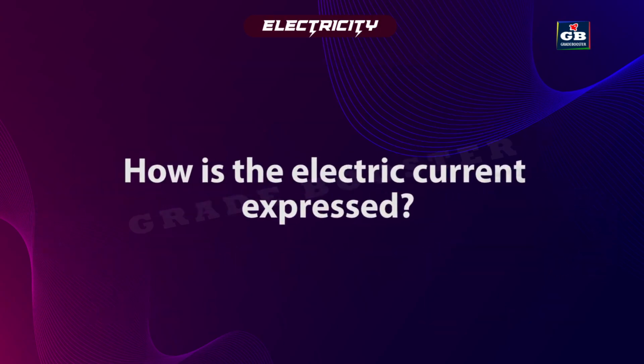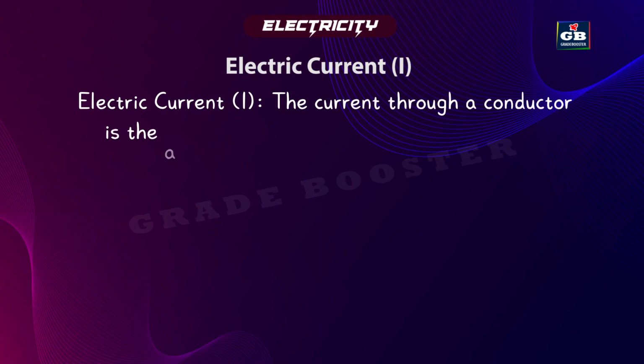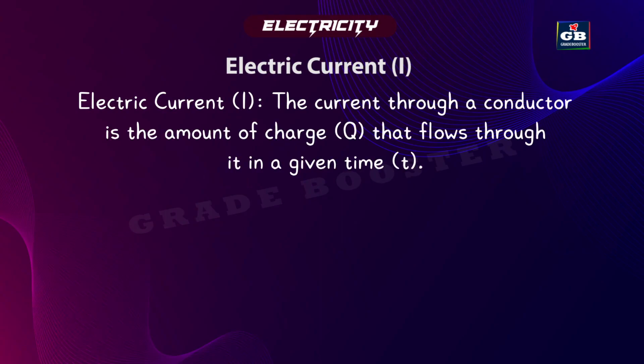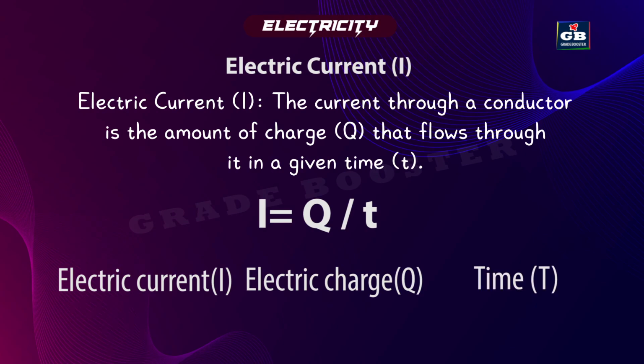Now let's see how the electric current is expressed. Electric current I. The current through a conductor is the amount of charge Q that flows through it in a given time t. It is given by the formula I equals Q by t. I means electric current, Q means electric charge, and t is time.